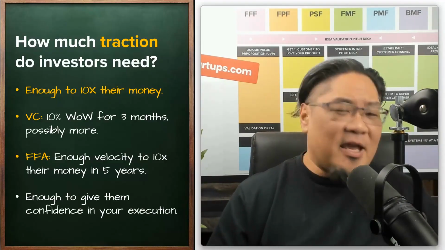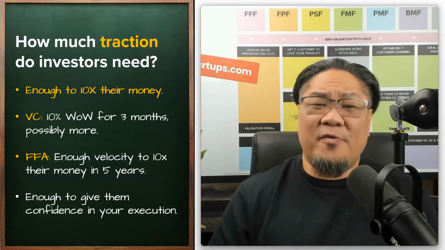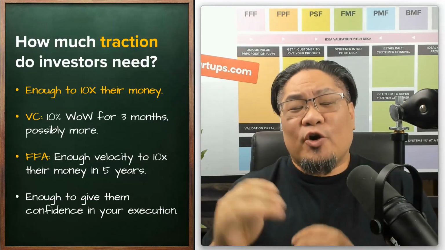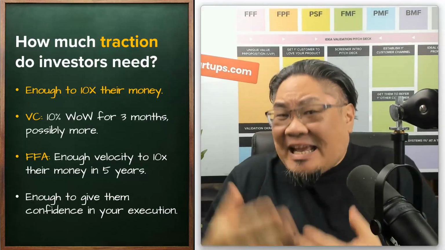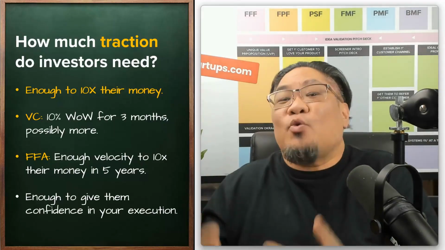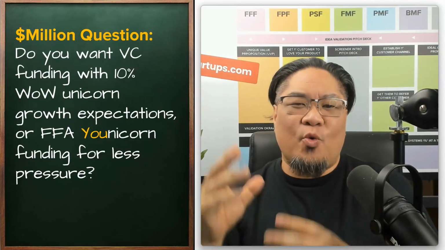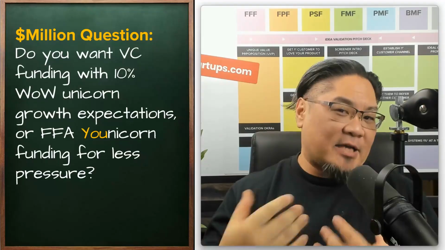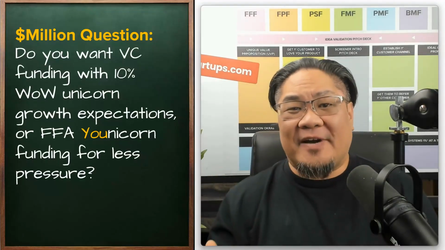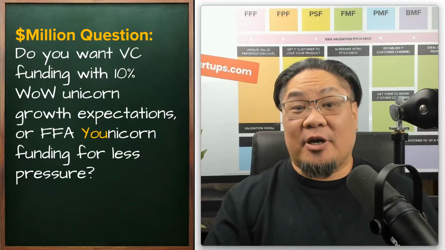You tell me any other founder, any other entrepreneur that's showing you these numbers, if you can prove it to them, they may need longer, depends on the investor. Everybody's different. You're a shoo-in to raise money. Funding at that time, if you maintain that growth rate, is inevitable because who doesn't want to 10x their money? But the $1 million question you have to ask yourself is, do you want funding from VCs with an expectation that you're growing 10% week over week, or FFA, YO unicorn funding that has less expectations for growth, which means less pressure?